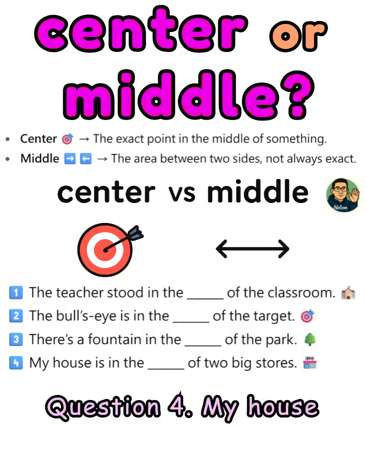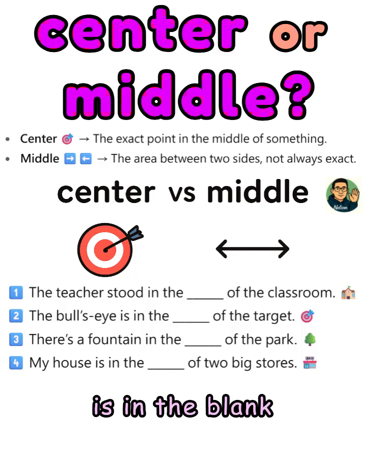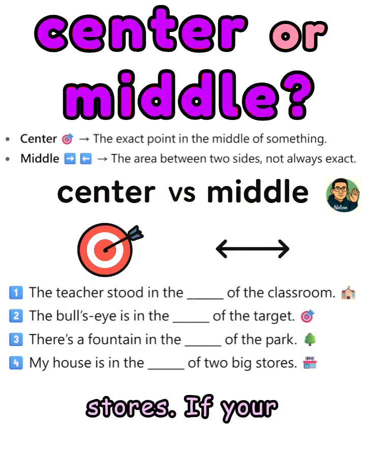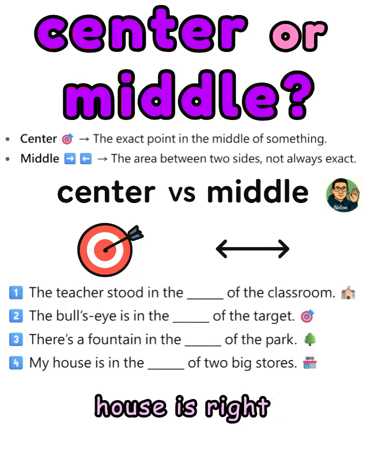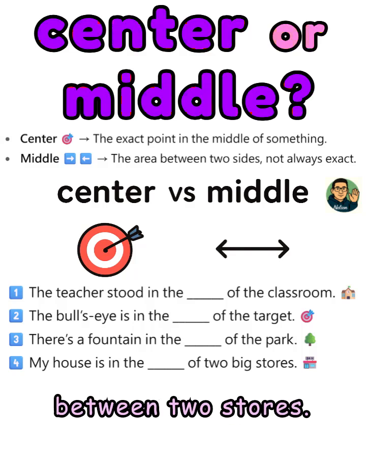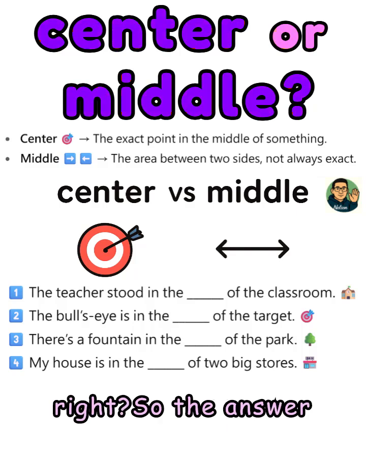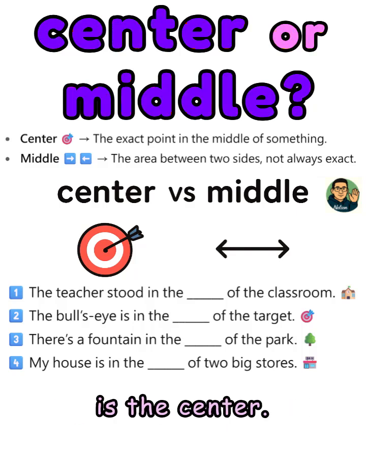Question 4. My house is in the blank of the two big stores. If your house is right between two stores, that's an exact spot, right? So the answer is the center.